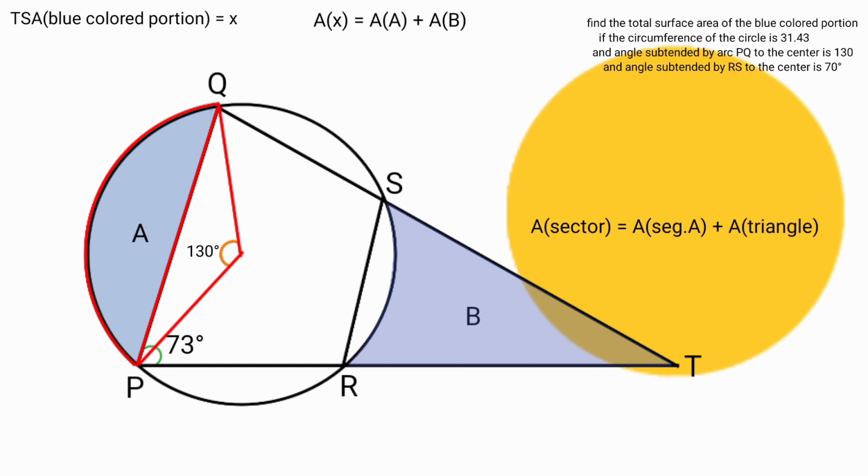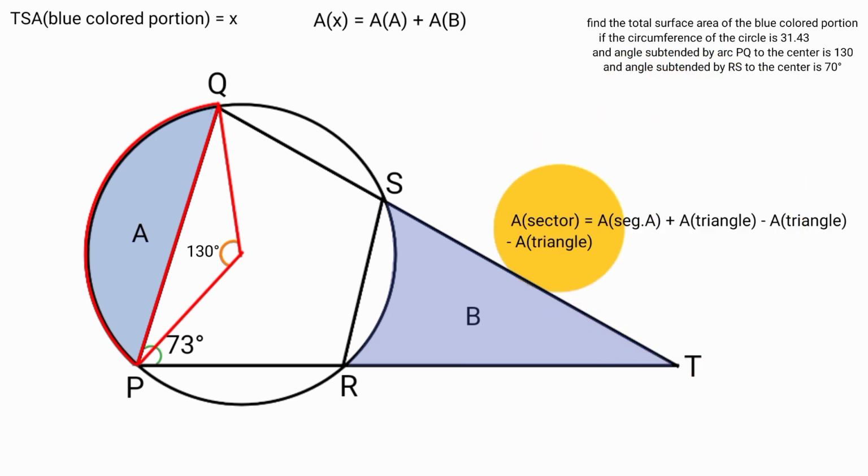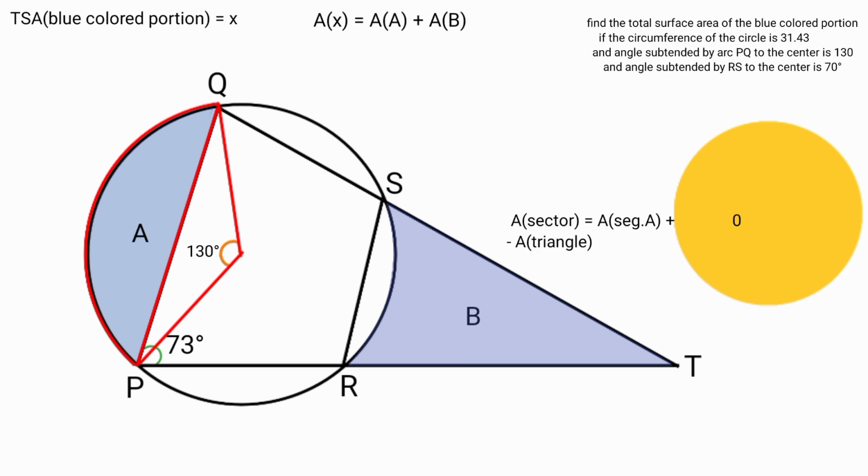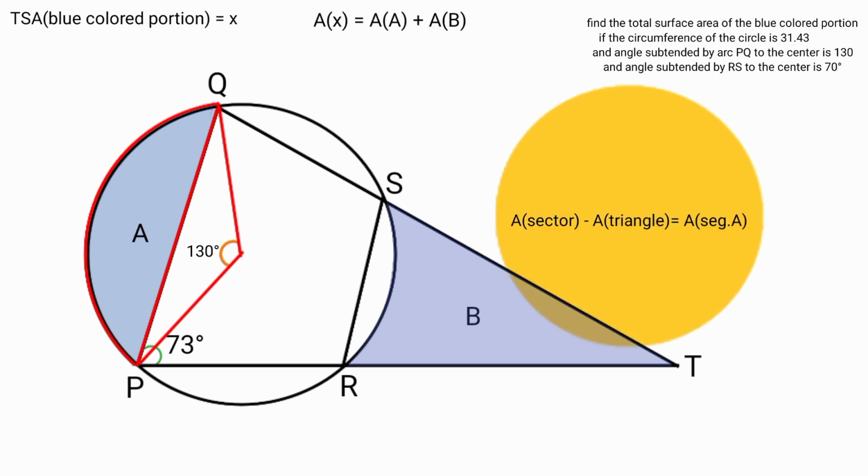From here, we can make the area of the segment the subject of the formula by subtracting the area of the triangle from both sides. So area of sector minus area of triangle equals area of segment plus area of triangle minus area of triangle. Here, area of triangle minus area of triangle is 0. So area of sector minus area of triangle equals area of segment, which is the same as area of segment equals area of sector minus area of triangle.